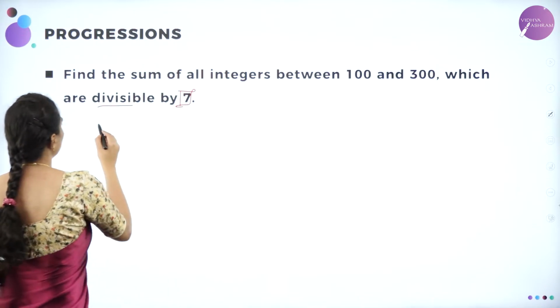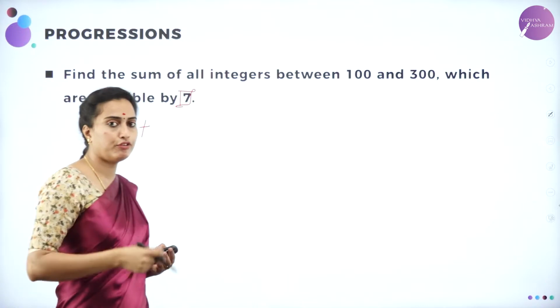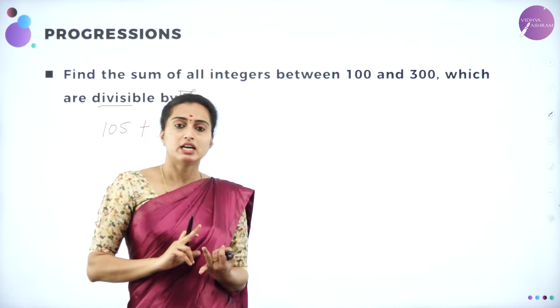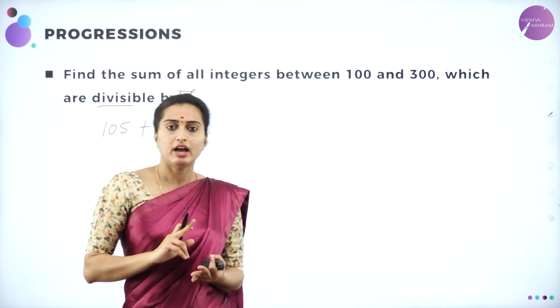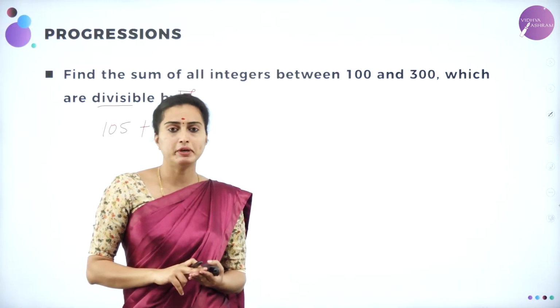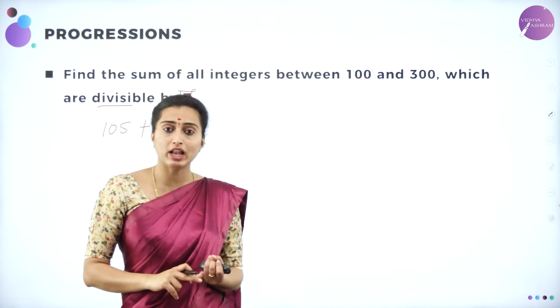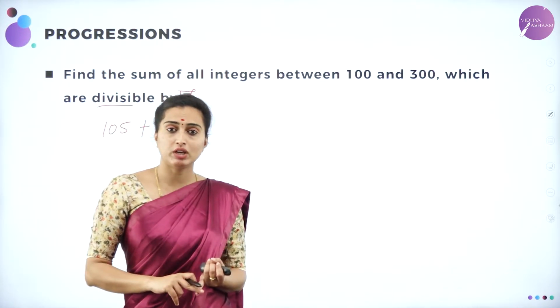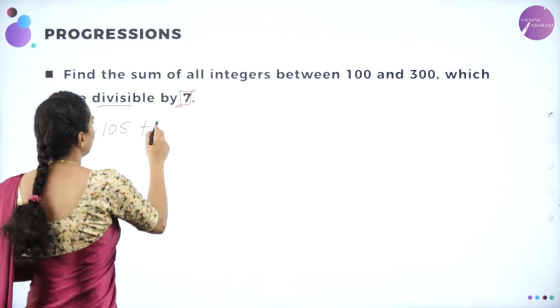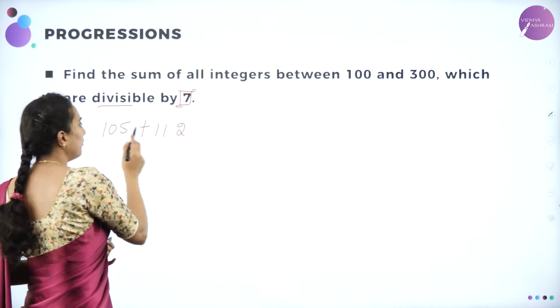So the first term you can have it as 105. Next term, if you find out, 106 cannot be, 107 it cannot be, 108 cannot be divisible by 7. 109 cannot be divisible by 7. 110 cannot be divisible by 7. 111 cannot be, 112, yes, it is divisible by 7. Therefore, 112. Now, you can make the difference from 105 to 112.